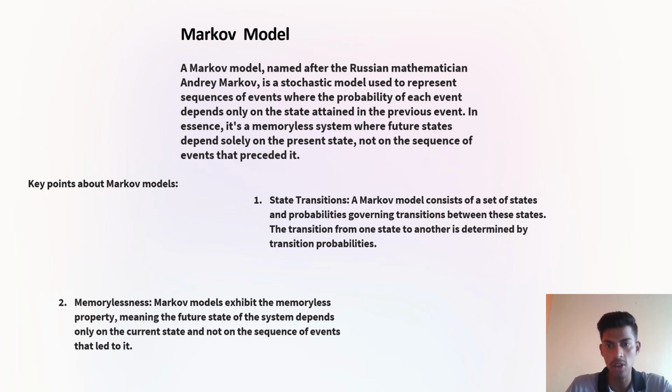So here we can see the key points. State transition: a Markov model consists of a set of states and probabilities governing transitions between these states. The transition from one state to another is determined by the transition probabilities. Memorylessness: Markov models exhibit the memoryless property, meaning the future state of the system depends only on the current state and not on the sequence of events that led to it.